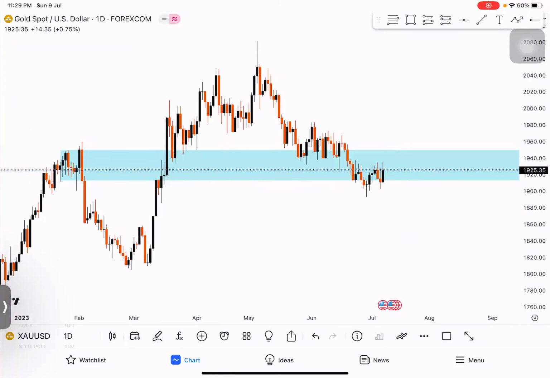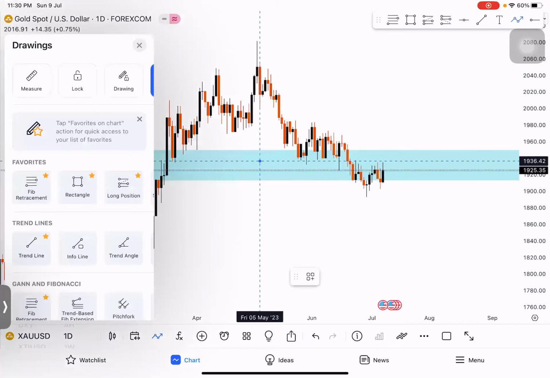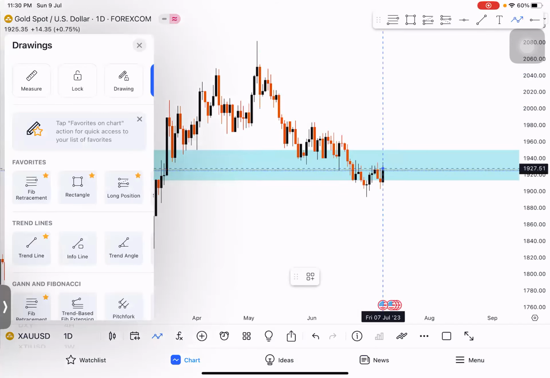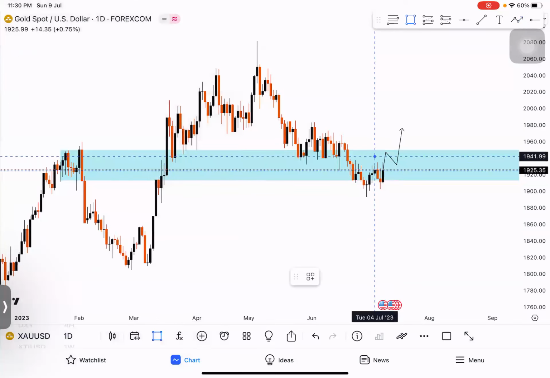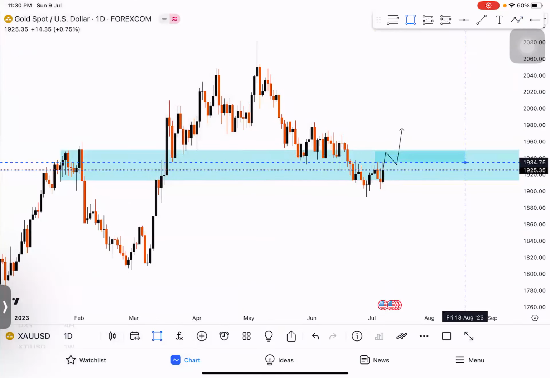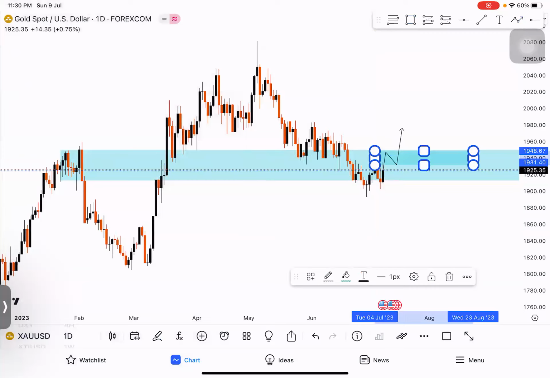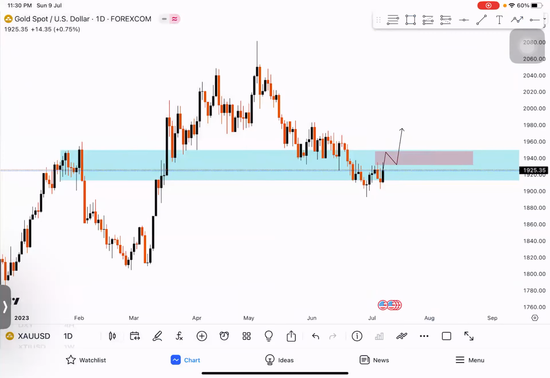It's making a new RBR, rally base rally. If it got a new rally base rally, I would definitely take the new RBR, which is the demand zone, for me to enter. If it has one, okay. But right now you don't have. For example, right here.